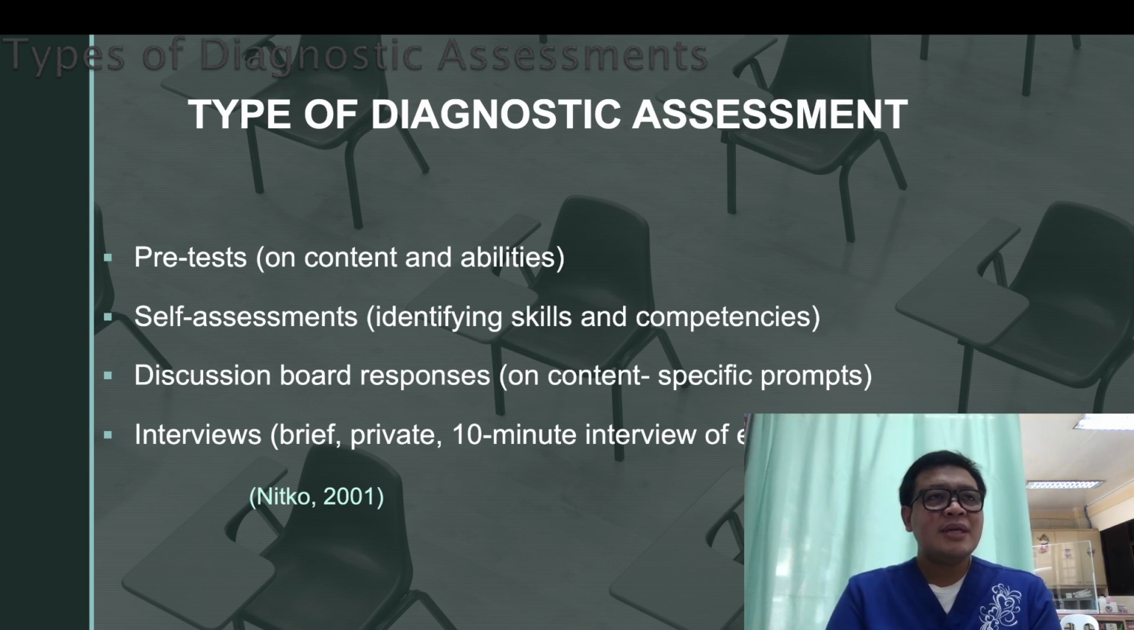Okay. Next is self-assessment. There should be a certain activity in which students will be able to identify skills and competencies in such a way that they will be able to determine themselves that they have deficiency in such. Next is discussion board response on content and specific prompts. And of course, we could also do interviews. So these are brief interviews, which would take 10 to 20 minutes per student. No? However, this would be time consuming, but doing interviews is very important because it's one way for the students to express themselves.